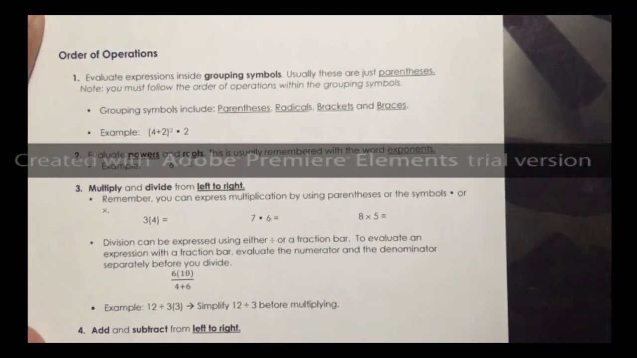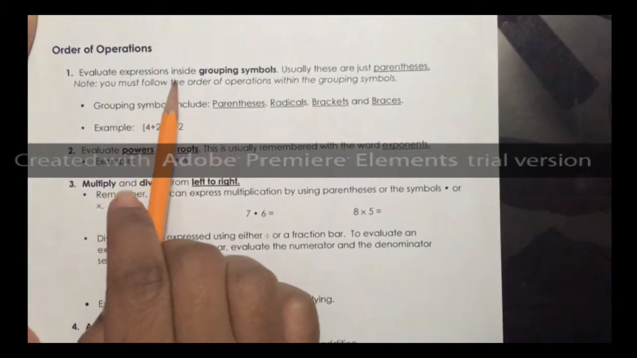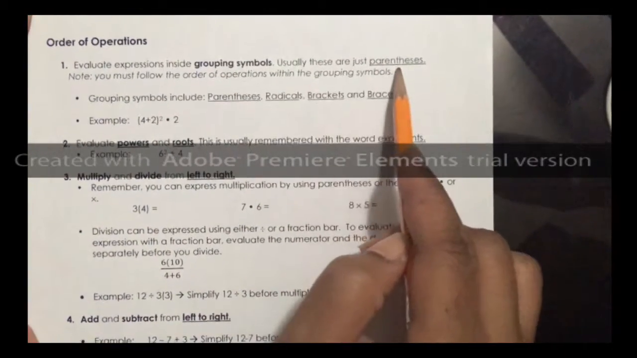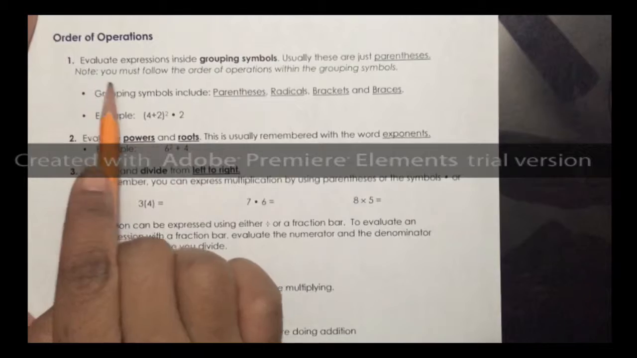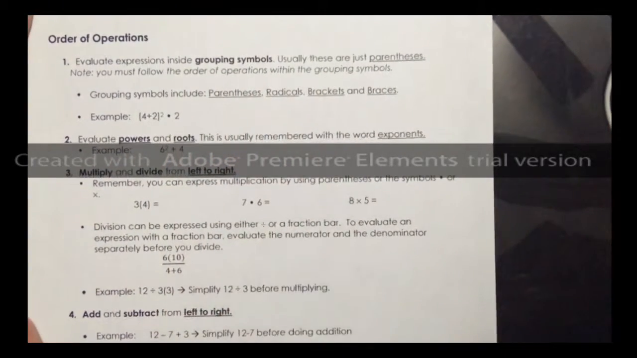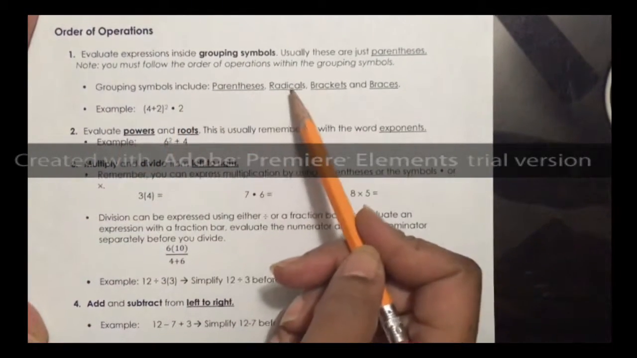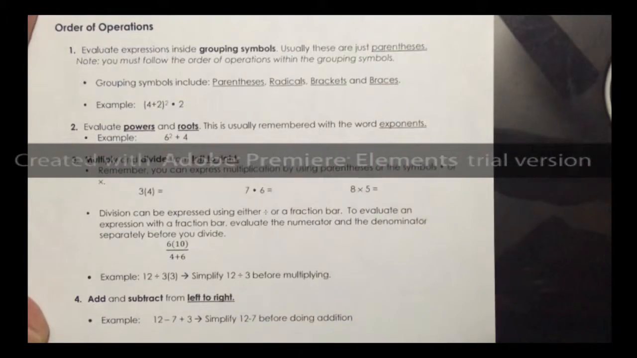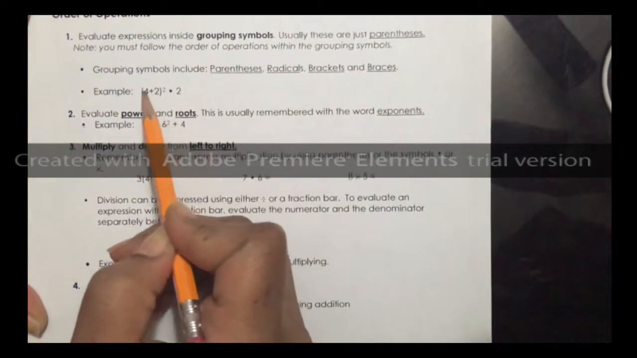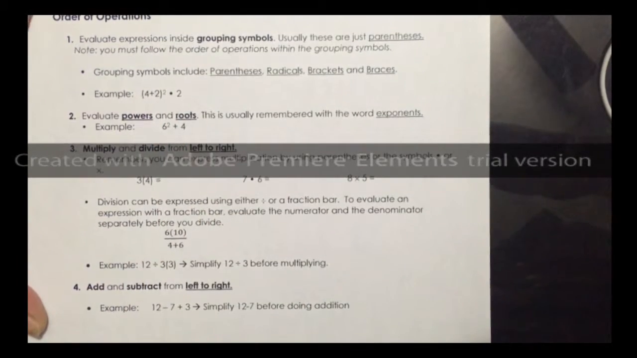So let's review the order of operations. First, evaluate expressions inside grouping symbols. Usually these are just parentheses. Note, you must follow the order of operations within the grouping symbols. Grouping symbols include parentheses, radicals, brackets, and braces. For example, 4 plus 2 in parentheses, squared, times 2.